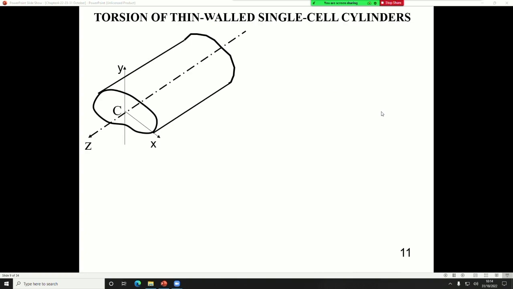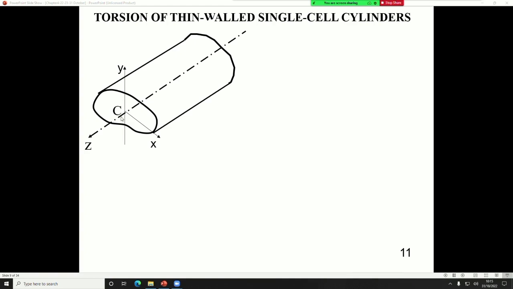So as I said, the shape is arbitrary, but it has a uniform cross-sectional area along its length. So this is a tube of arbitrary shape. I've attached an X, Y, Z coordinate system to the cross-section. C is the center of twist, something I'm going to cover in chapter 6. Center of twist or shear center.